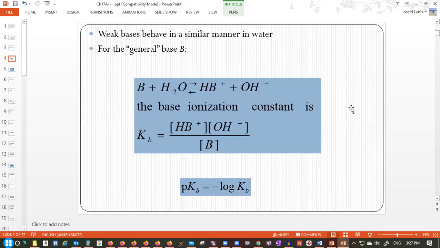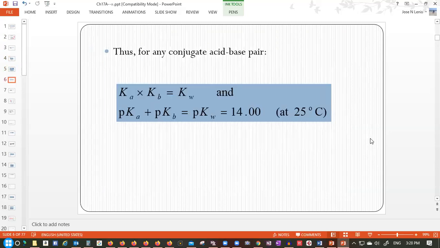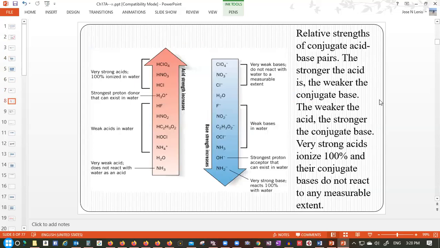It's similar with the bases, which we did already. We don't need to repeat this. I explained the relationship between Ka and Kb for the conjugate acids and bases, and showed you a couple of problems using this formula. So you can watch the previous video to see that. I think I solved this problem already in the previous one, so you can go back and check.